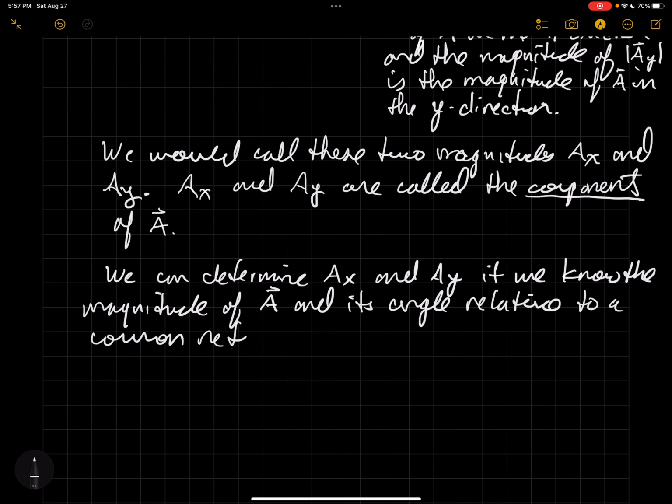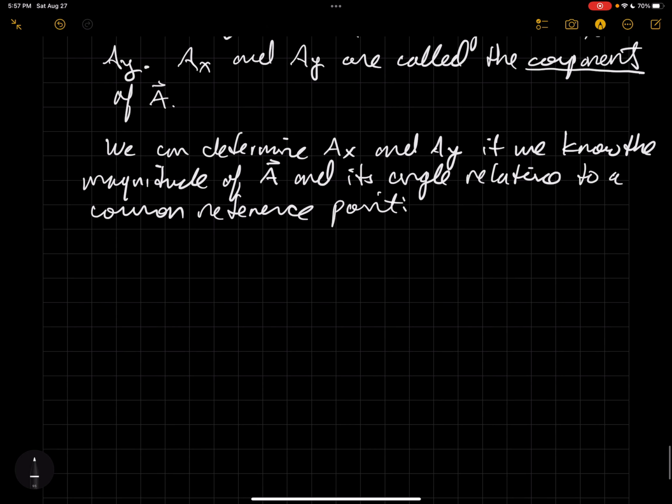By the way, having said that, in other words, we can determine AX and AY if we know the magnitude of A and its angle relative to a common reference point, that's simply just another way of saying that we know vector A. If you know the magnitude of A and its angle relative to a common reference point, in fact, you know the vector A. So we can go ahead and draw this on our XY plane.